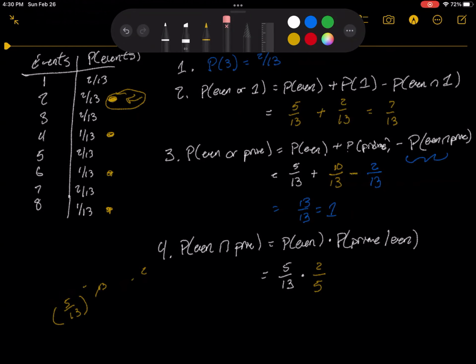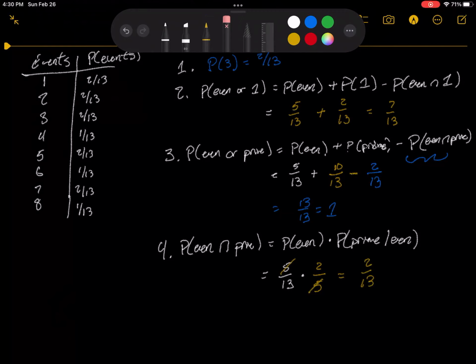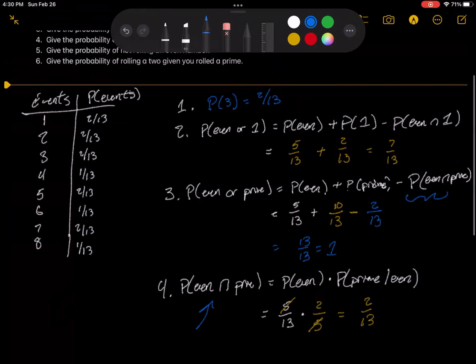So the probability of being even and a prime number is the probability of being even times the probability of being prime, given that you're even. And this returns what? The 5's cancel, and we're left with 2/13. Okay, let's go to the table and talk about why that made sense. The probability of being even and prime, you could think, well, there's only one number that satisfies that, right? The 2. And what's the probability of a 2? It's 2/13, right? So the equation checks out.